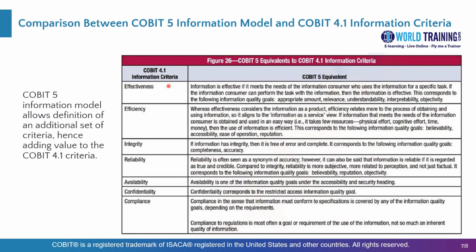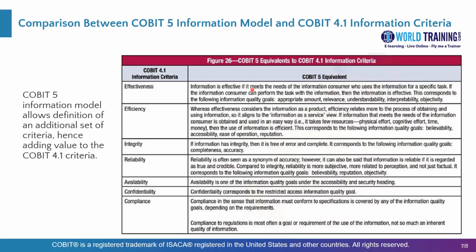Therefore, organizations will implement robust processes for evaluating and measuring the performance of their IT systems and services, such as setting metrics for performance, monitoring and reporting on the performance, and implementing corrective actions where needed. In COBIT 5, information is effective if it meets the needs of the information consumer who uses the information for a specific task. For the exam, you mainly have to know the COBIT 5 equivalent meanings here, without having to know the COBIT 4.1 explanations that I just spoke about for the effectiveness criteria.